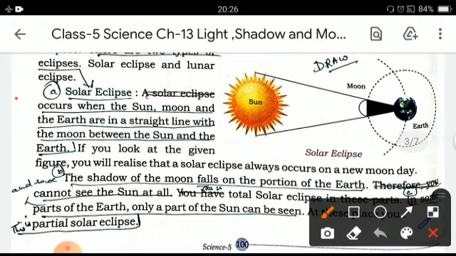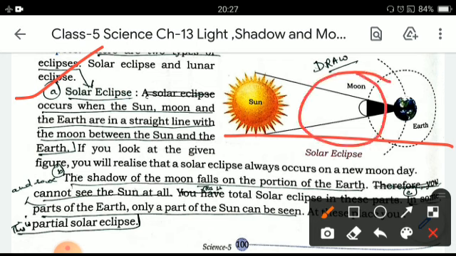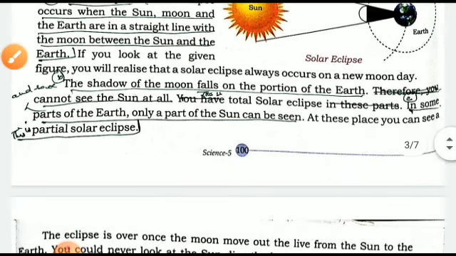First, solar eclipse. A solar eclipse occurs when the sun, moon and the earth are in a straight line, as you can see in the picture also, with the moon between the sun and the earth. If you look at the given figure, you will realize that the solar eclipse always occurs on a new moon day. The shadow of the moon falls on a portion of the earth and therefore we cannot see the sun at all. We have a total solar eclipse in these parts.